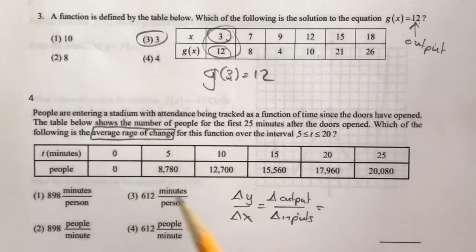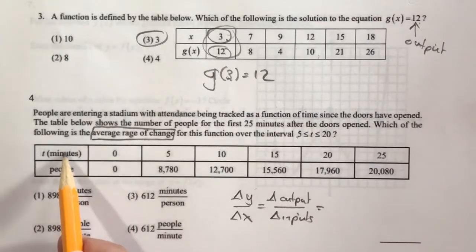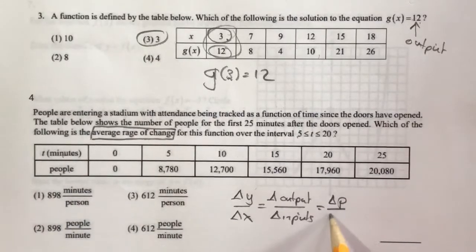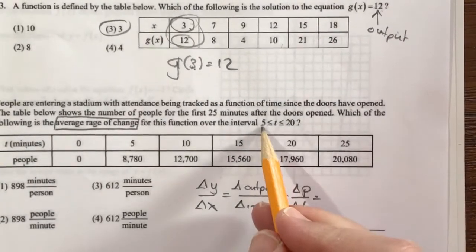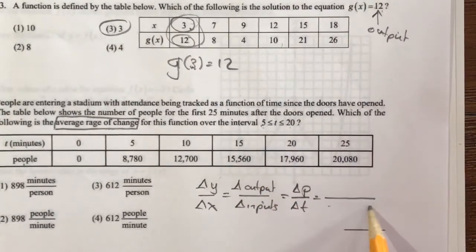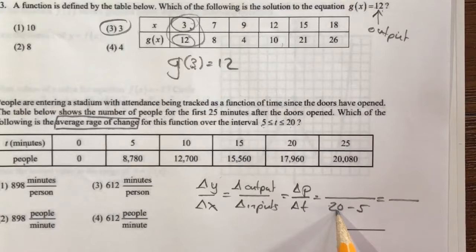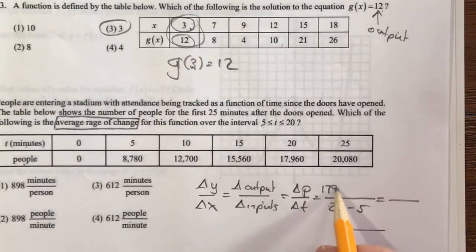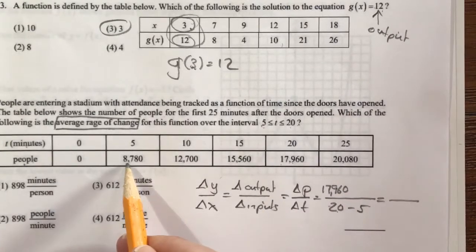But this time we're not using x and y. We got people and we got minutes. So I'm looking for the change in people and the change in time. If you want, you could put it like this: change in people, change in time. They all mean the same thing. But what's our time interval? From 5 to 20. You could do 5 take away 20. Most people are going to do 20 take away 5 because we don't want to deal with negative numbers. So after 20 minutes, how many people do I have? 17,960. And after 5 minutes, we had 8,780.